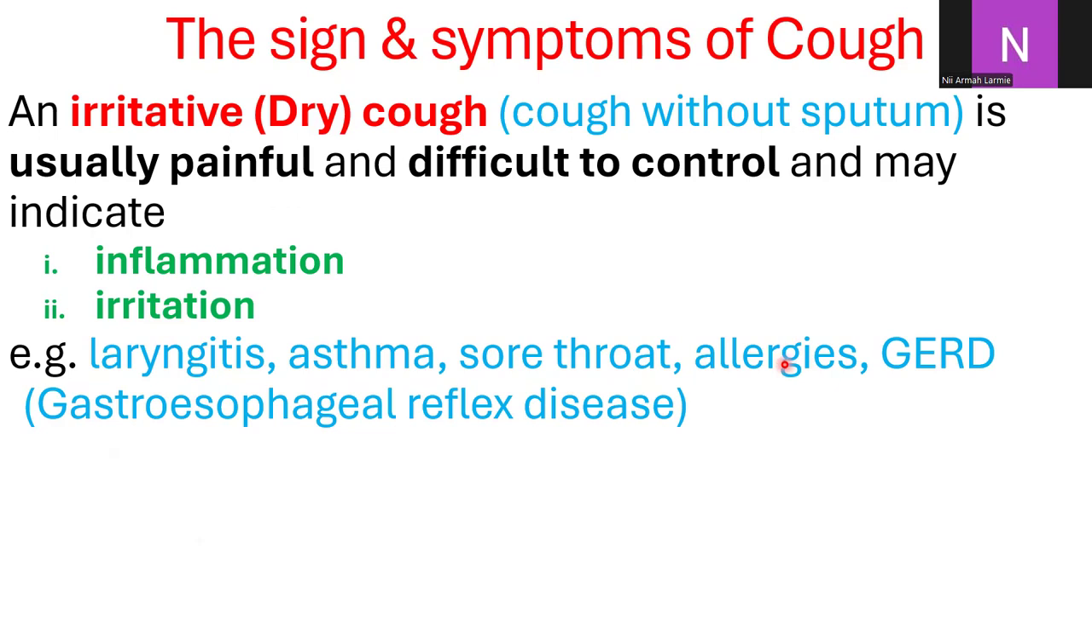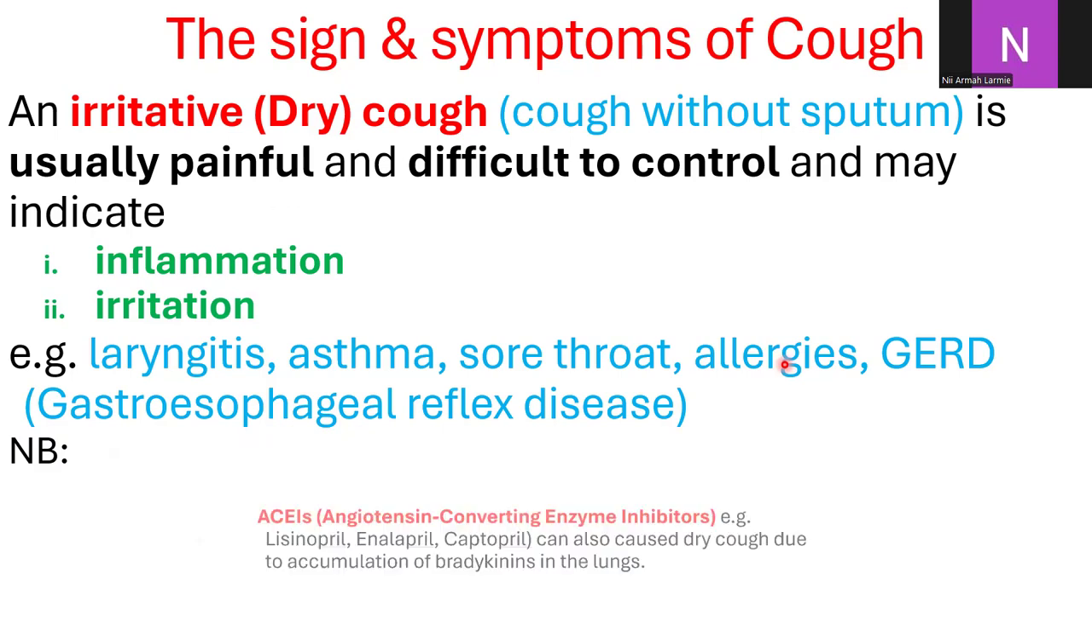Or it could also tell you there's an irritation. Something is mechanically or physically irritating the respiratory system. Sore throat is a typical thing that produces irritative cough. GERD, gastroesophageal reflux disease, can also result in irritative cough. As important, we have said that irritative cough can be difficult to control. We have medications that help us with irritative cough, but note that they can be difficult to control.